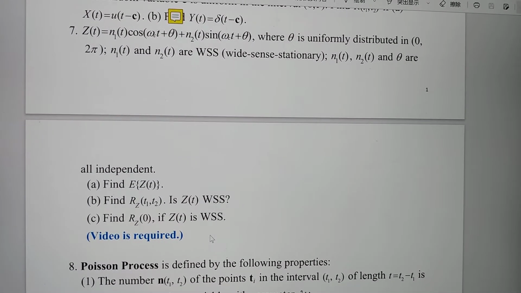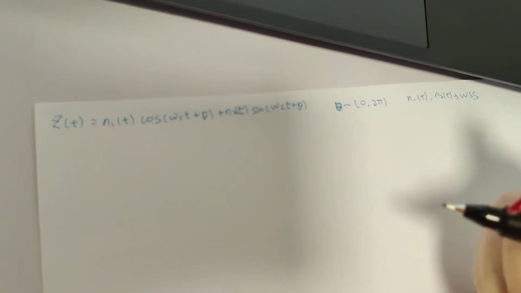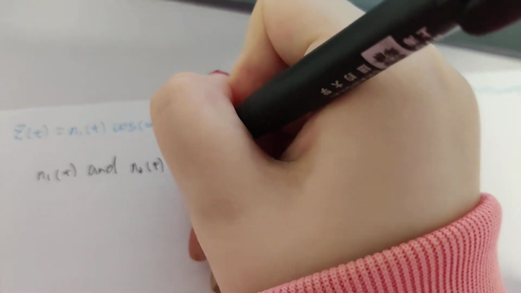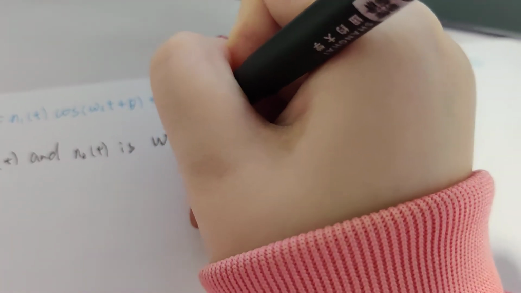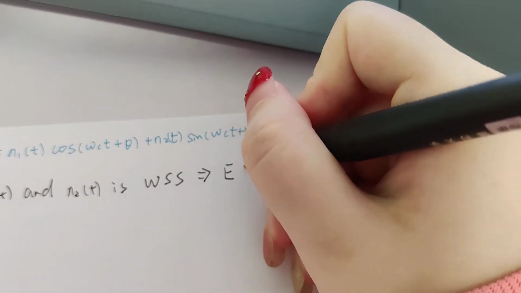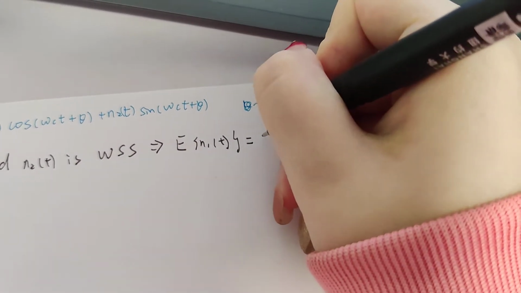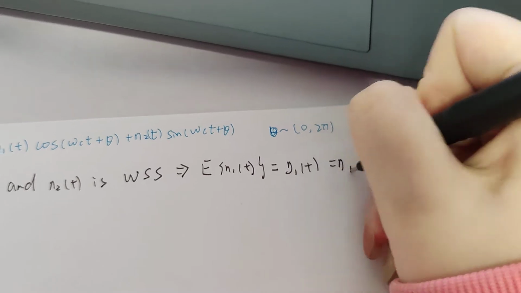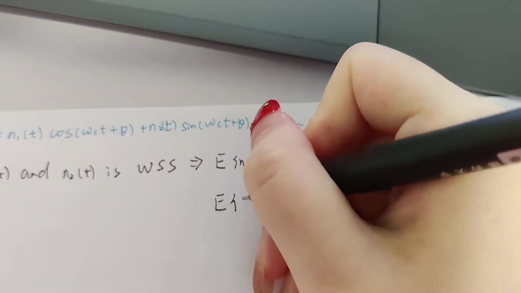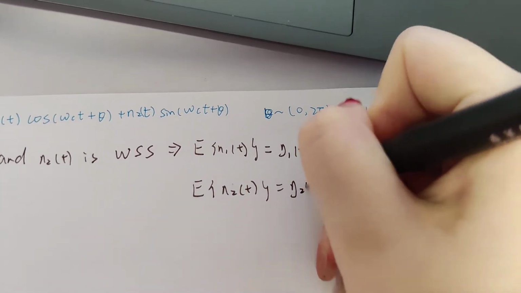Question A. Find the expectation of Z(t). Because N1(t) and N2(t) are wide-sense stationary, we know that the expectation of N1(t) equals eta 1, and the expectation of N2(t) equals eta 2.